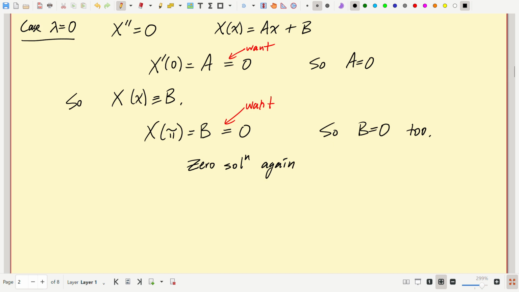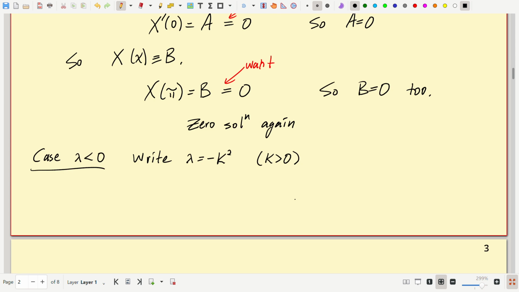So hopefully something more interesting is going to happen in this last case of lambda negative. Then we write lambda equal minus k squared, where k is a positive thing. And we get the characteristic polynomial r squared plus k squared equals 0, and we know that's the case where you get trigonometric functions. So we get c1 cosine kx plus c2 sine kx.